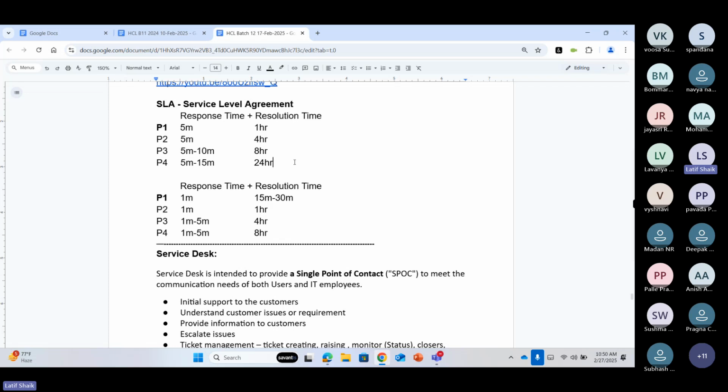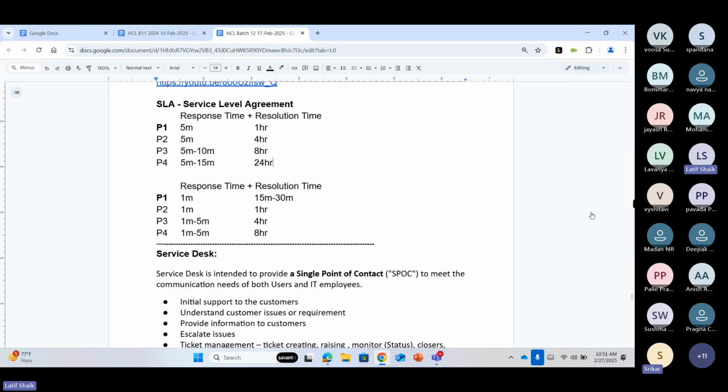For example, if you got a P3 ticket, you have 24 hours to resolve it. So you have to complete that ticket within 24 hours. Other than that, you have to tell if there is any other pending item or any other involvement. There are many additional things, but generally, you must resolve the ticket by the given resolution time as per SLA.